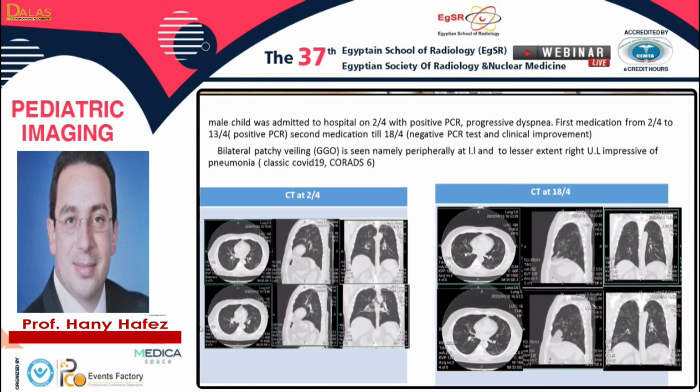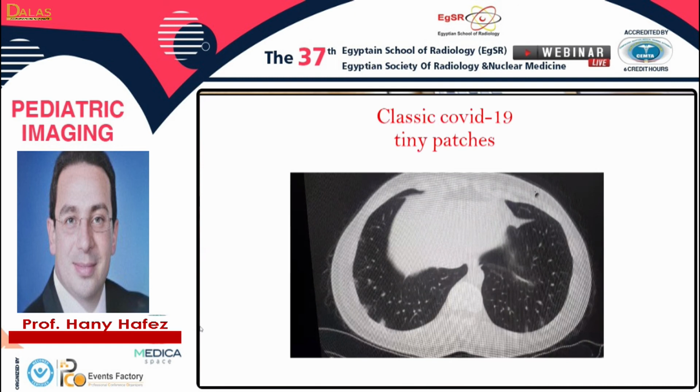That's a male patient with positive PCR, first examination from 2 April to 13 April. Bilateral patchy ground glass opacities are seen, namely peripheral and lower lobar, and to a lesser extent at the right upper lobe. It is classic COVID. Sometimes COVID presentation in the lung will be tiny peripheral ground glass opacity as seen here, but it is classic COVID.